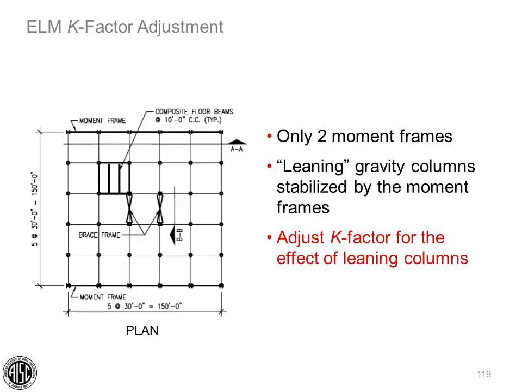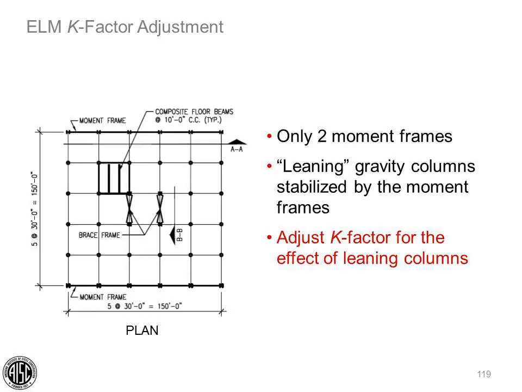Remember, we only have 2 moment frames in the east-west direction, and we have a lot of leaning gravity columns that are stabilized by those moment frames. So we have to adjust the K factors to account for the effect of those leaning columns. The K equals 1.4 that we just calculated needs to be increased to account for the destabilizing effect of those other gravity columns. This is an often overlooked part of the effective length method and something I see missed a lot. There are a lot of assumptions that go into K factors, and many structures don't conform to those assumptions, and thus the K factors need to be adjusted.